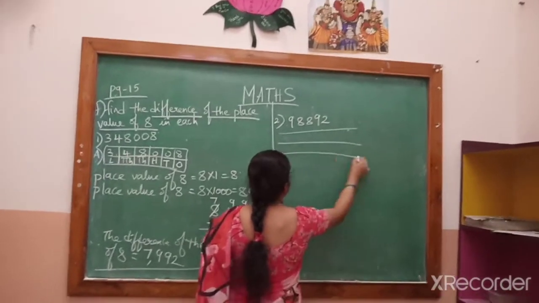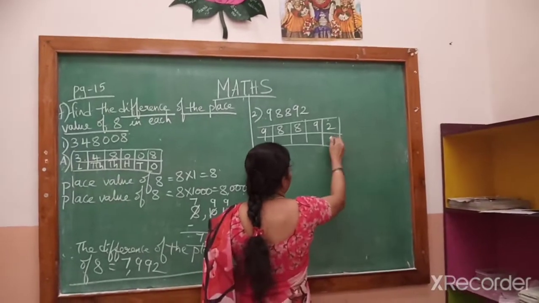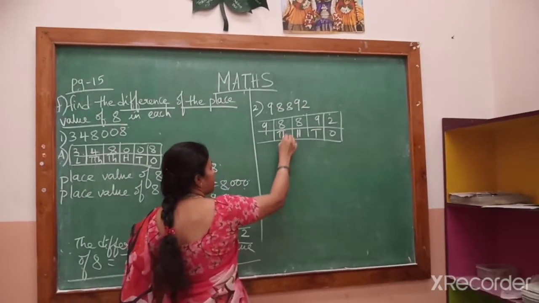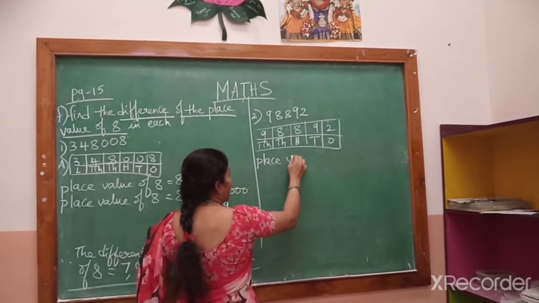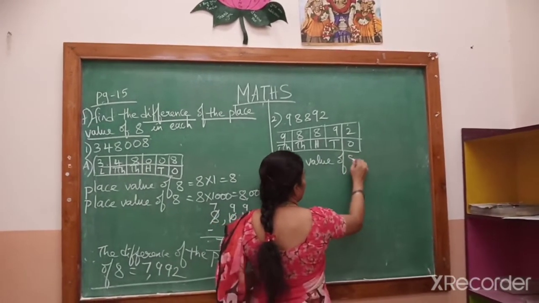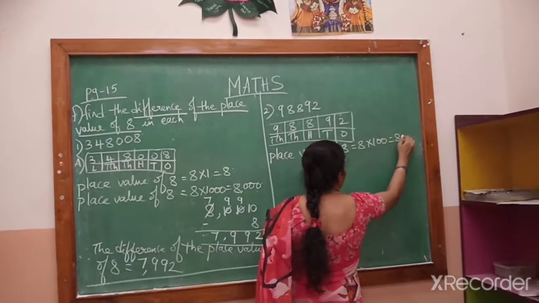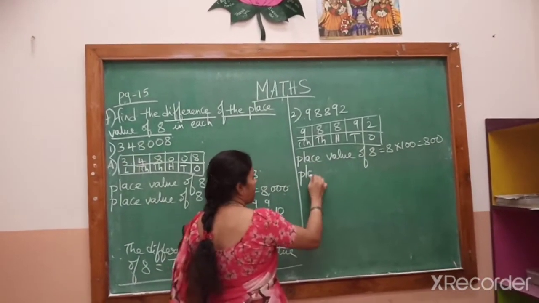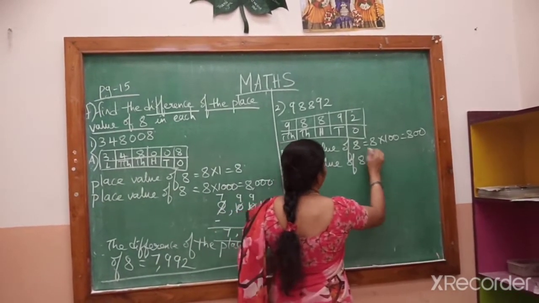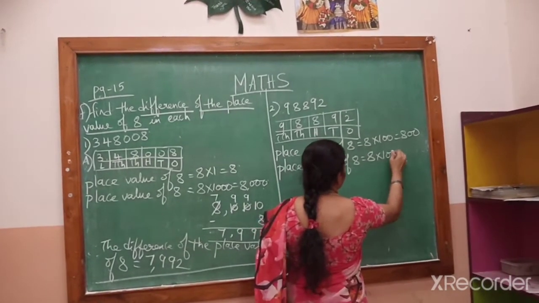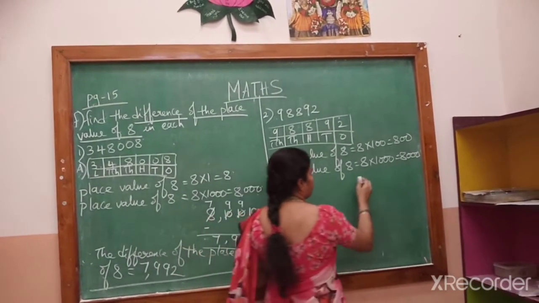Draw the place value table. 9, 8, 8, 9, 2. Now write the places: ones, tens, hundreds, thousand, 10,000. Now tell me the place value of the first 8. 8 is in the hundreds place. So 8 into 100, 800. Now next one, place value of 8. 8 is in the thousand place, so 8 into 1000, 8000. Now same way, subtract both of them.